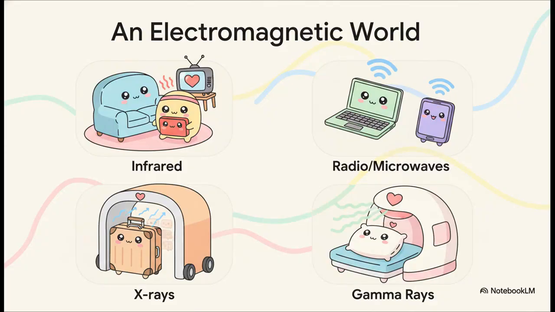The truth is, we live in an electromagnetic world. Your remote control uses infrared. Your Wi-Fi and cell phone use radio waves and microwaves. Airport scanners use X-rays. Nuclear medicine uses gamma rays.